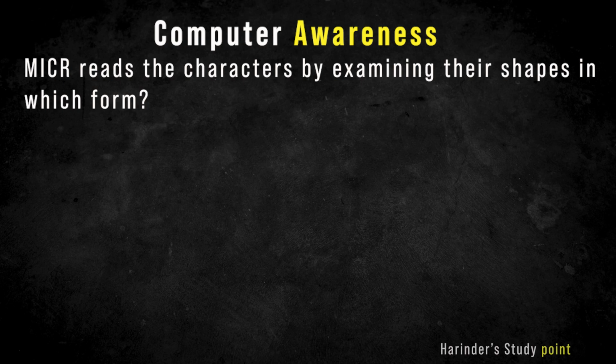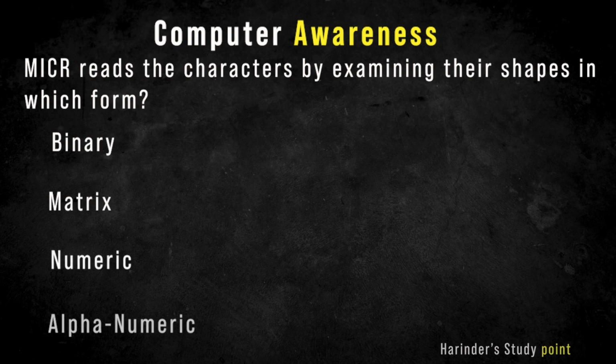MICR reads the characters by examining their shapes in which form? Binary, matrix, numeric, alphanumeric. Correct answer is matrix.